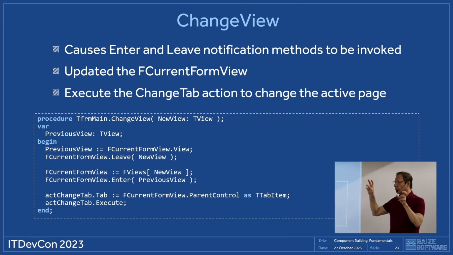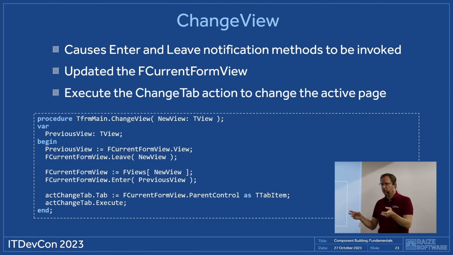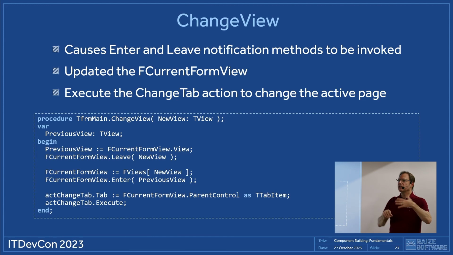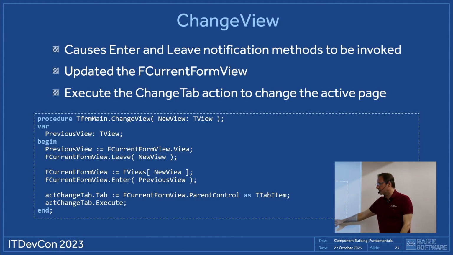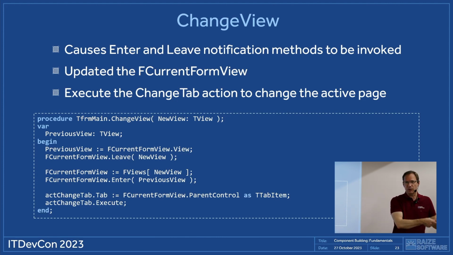And so again, we're using the tab control to do the sliding, the animation, you have to use a tab action. That's how that works. So that's what these two steps are doing is I'm setting the new tab to be the tab control that serves as the parent control for the current view. So this is what I want to move to. It knows what tab control that is, and then tell the tab action to go change to it.